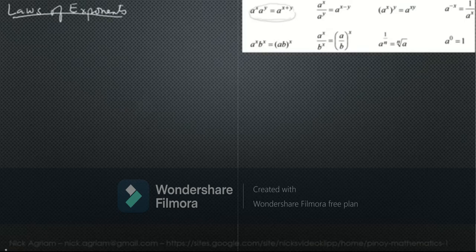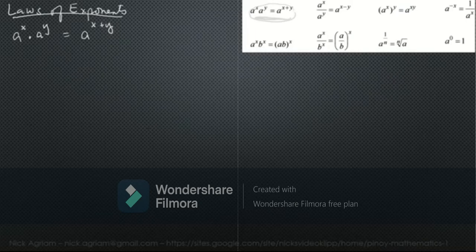I will be discussing, as I promised, this one: a raised to x multiplied by a raised to y is equal to a raised to x plus y. Others are using m and n, it doesn't matter. I'm using x and y.